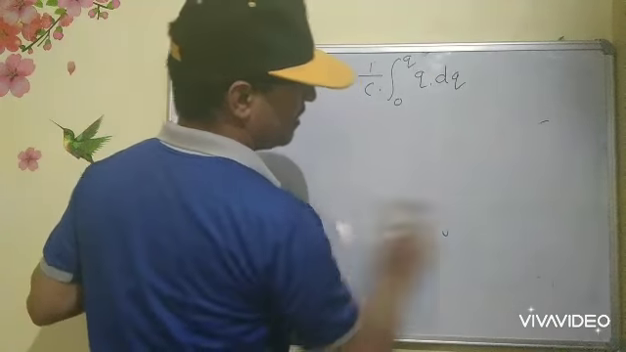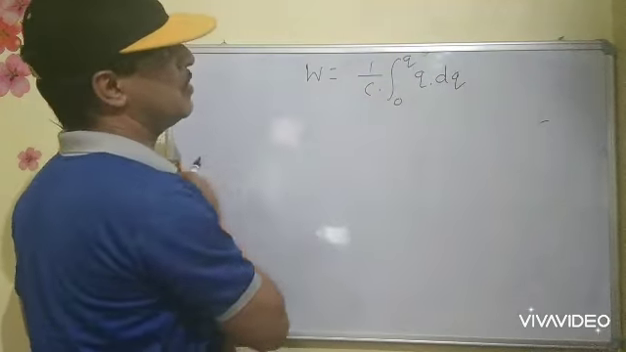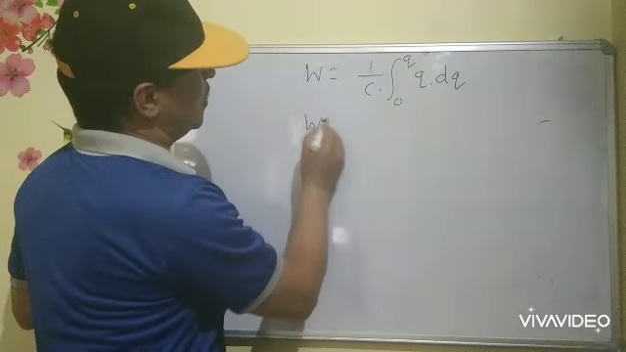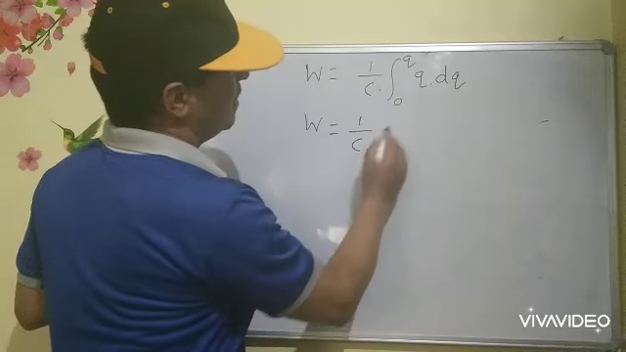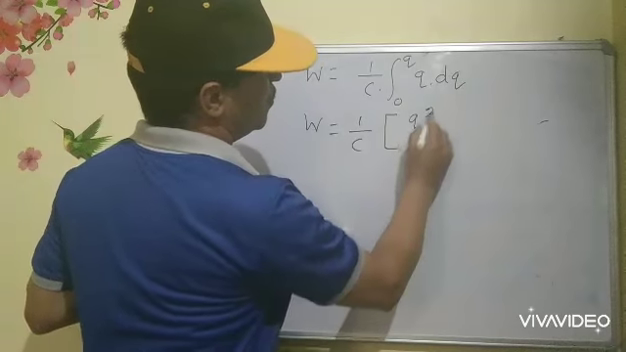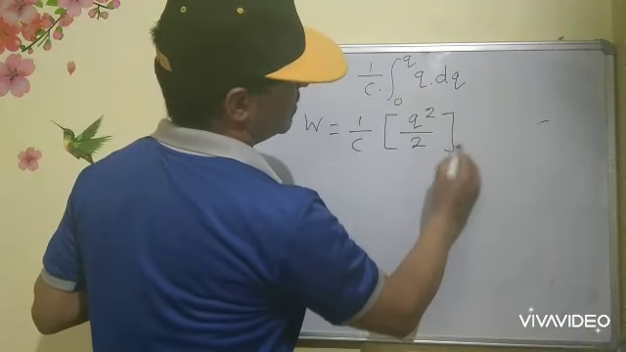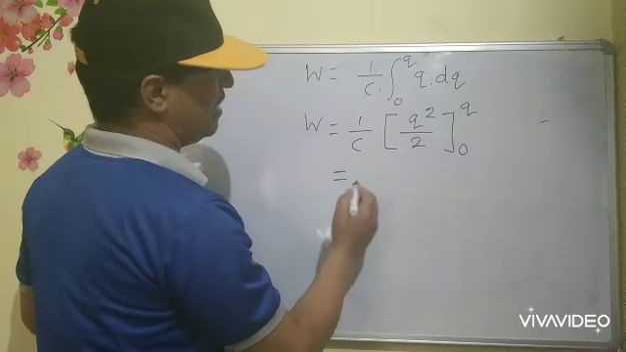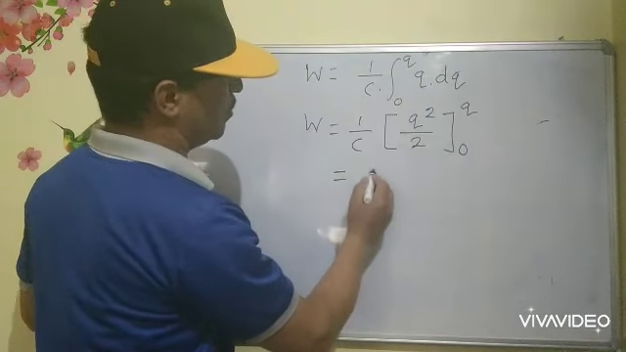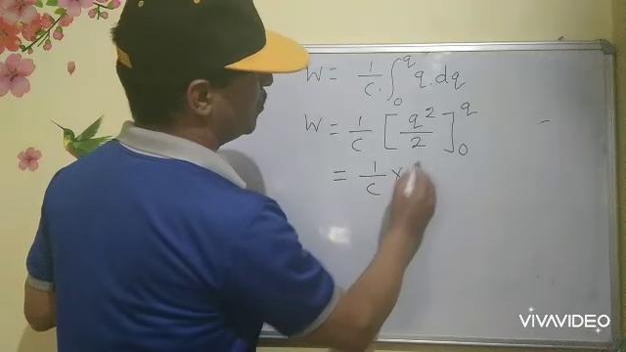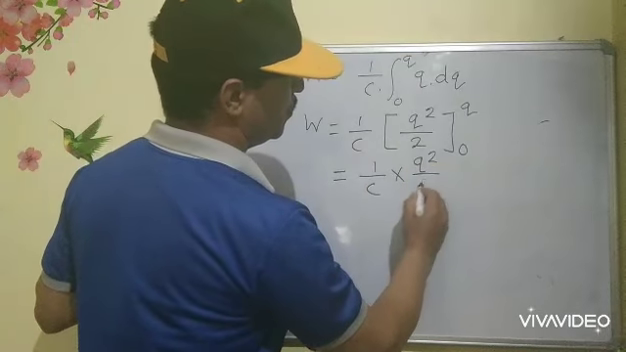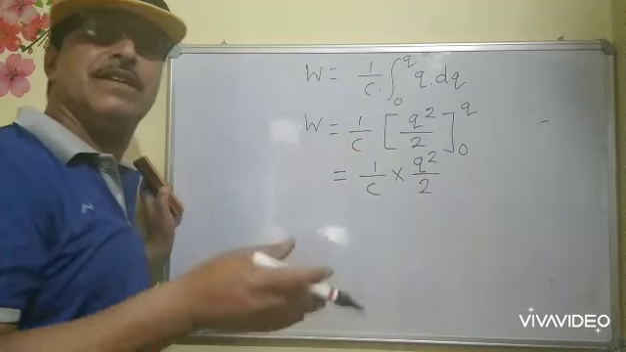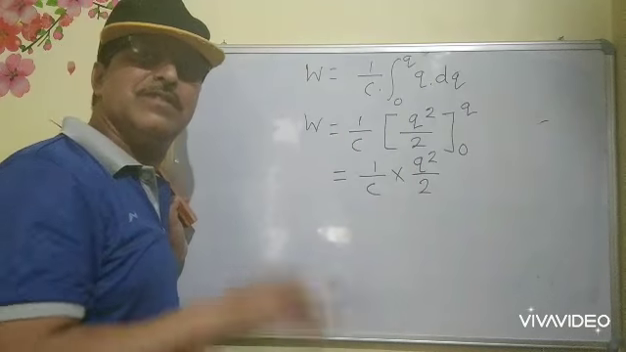And we know that integration of Q dQ is Q square upon 2. So W is equal to 1 upon C into Q square upon 2 between the limits 0 and Q. This on arranging gives us W equal to 1 upon C into Q square upon 2. This work will be converted into the electrostatic potential energy of the capacitor.